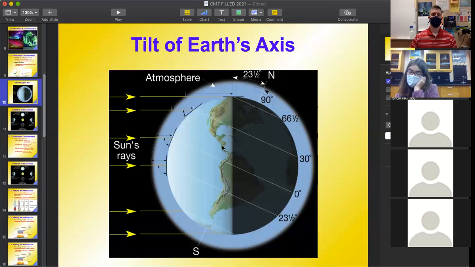So the Earth's tilted at about 23.5 degrees. It changes a little bit here and there. You can have some big things, like big earthquakes off the coast of Japan, that actually shift the Earth's axis and all that stuff too, but it's about 23.5 degrees.